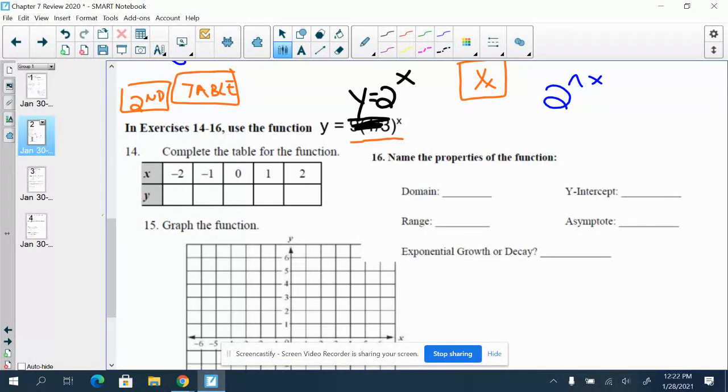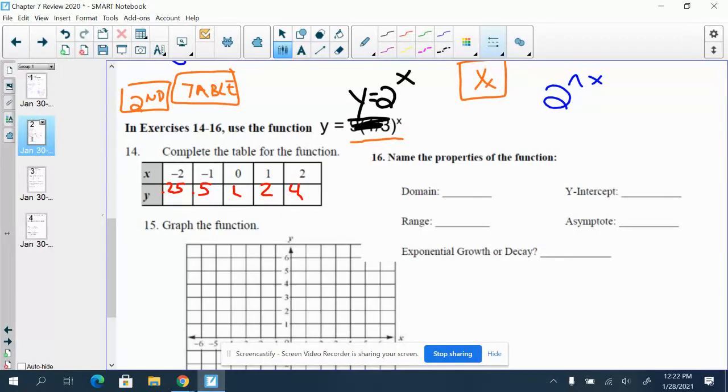Okay? And then -1, smaller. 0.25. Negative 1 was what? 0.5. Then 0 is 1, 1 is 2, and 2 is 4. Okay. So when you do this, next thing you want to do is graph it.